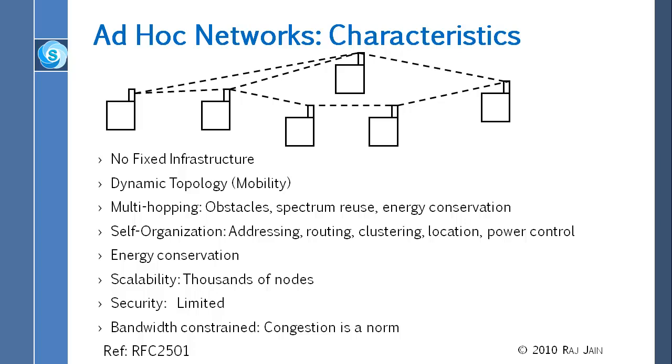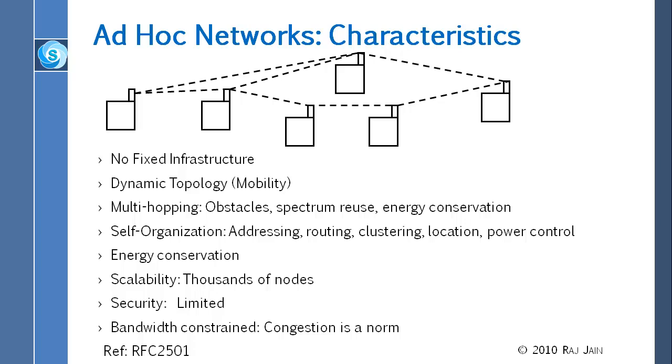Security is an issue just like any other wireless. And then bandwidth constraint. So congestion is the norm, basically because there are so many people trying to use the same link and same nodes. They are generally highly overloaded.